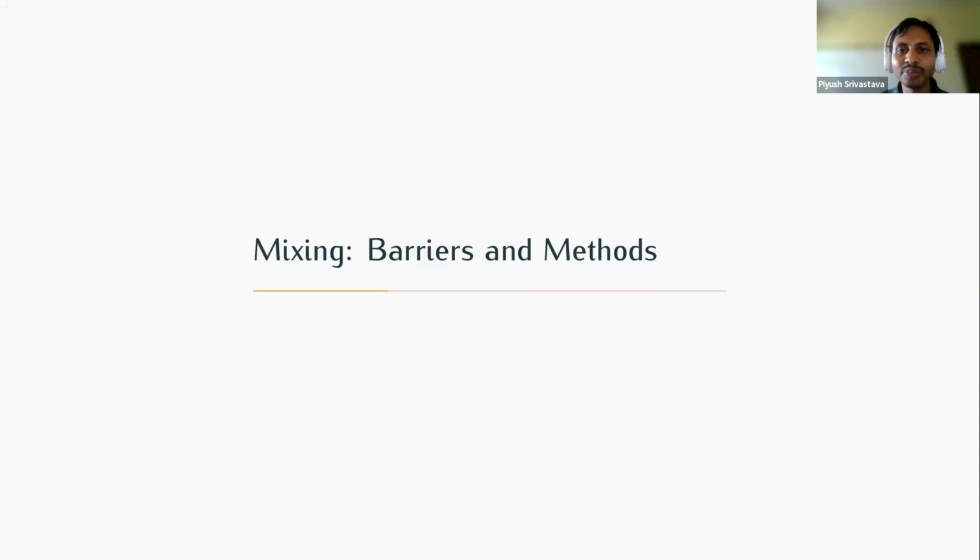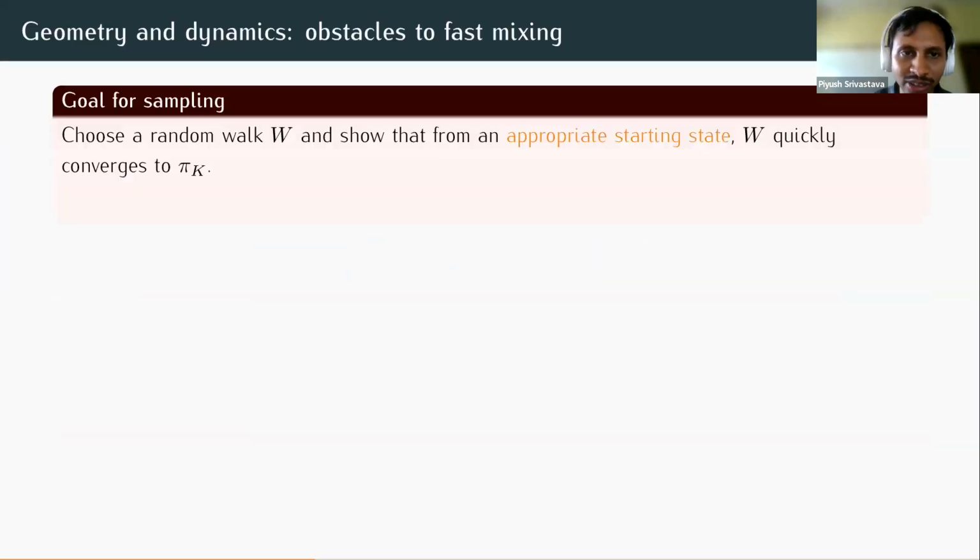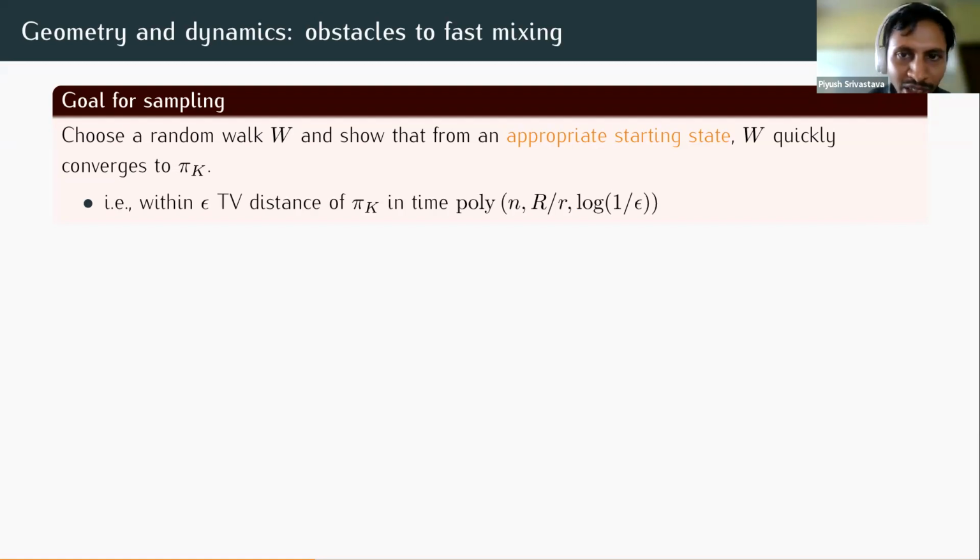So some small primer on these terms I've been talking about, like conductance and s-conductance and so on. The goal for our sampling, as before, is to choose a random walk with the appropriate starting state and quickly converge to pi. That's just a recap. So we want to be within epsilon total variation distance in time that is polynomial in n, R by r, and log 1 over epsilon.